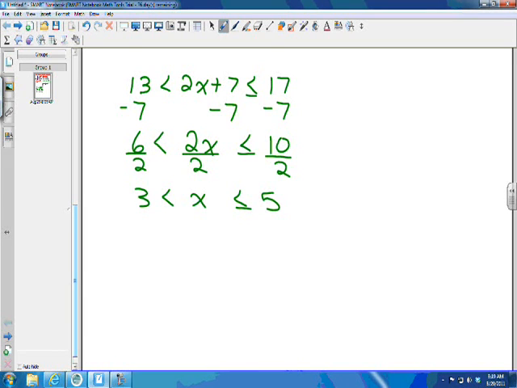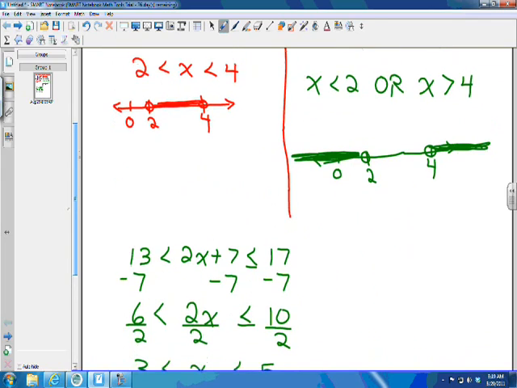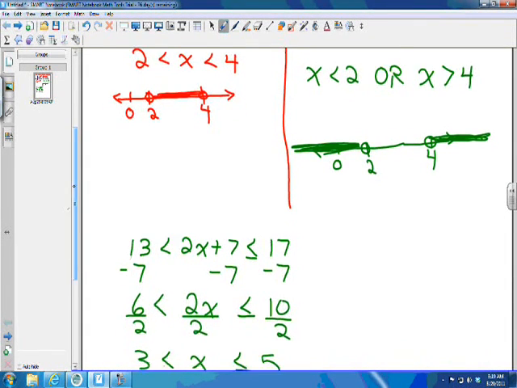So does that look like what it's supposed to look like from your example up here? Yeah, you've got x in the middle. And now we've got a graph in the middle.